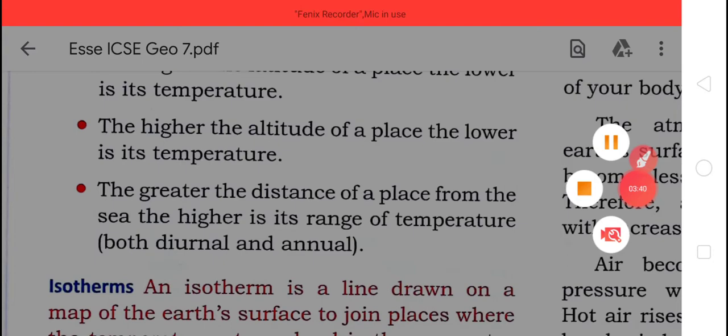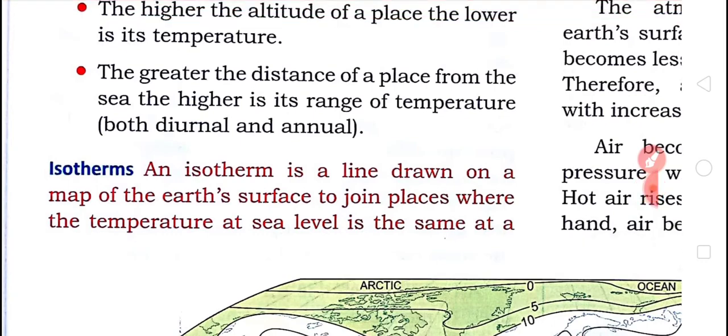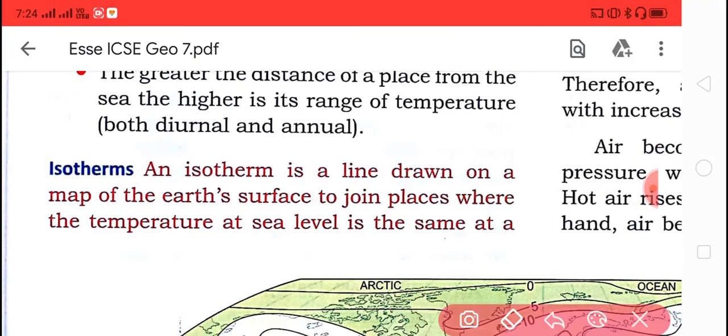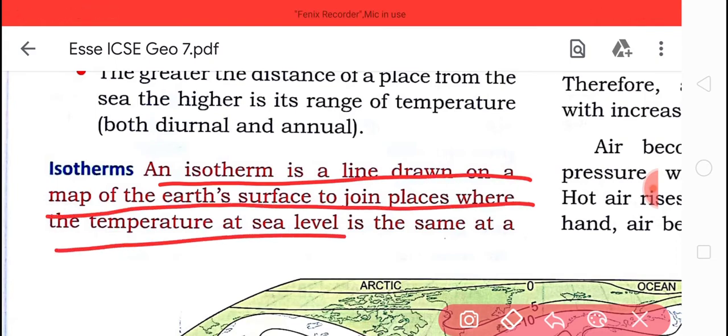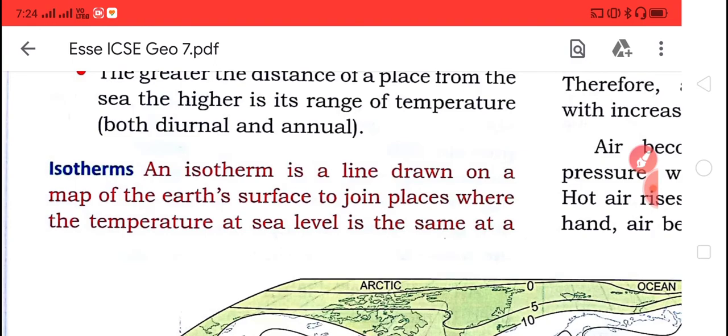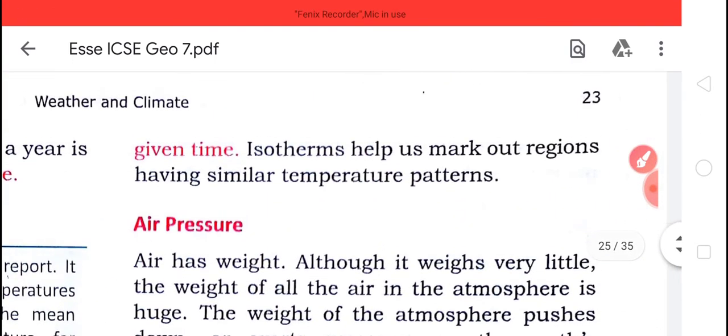Then isotherms. What are isotherms? An isotherm is a line drawn on a map surface joining places where the temperature at sea level is the same. That is, an isotherm is a line drawn on a map joining places where the temperature at sea level is the same at a given time.